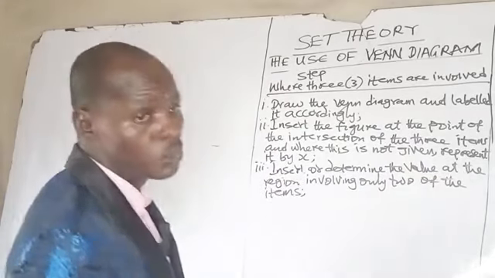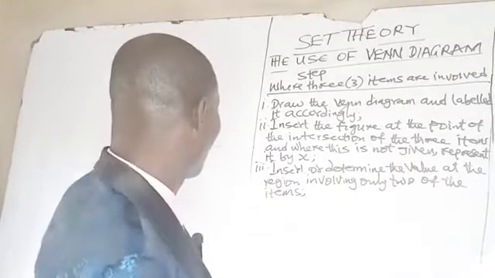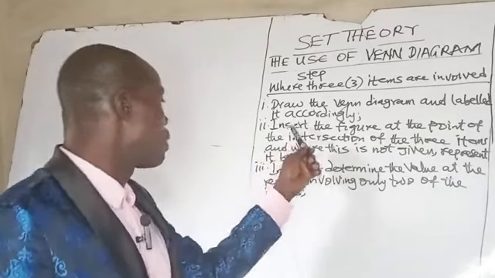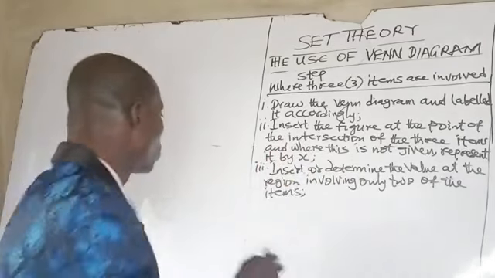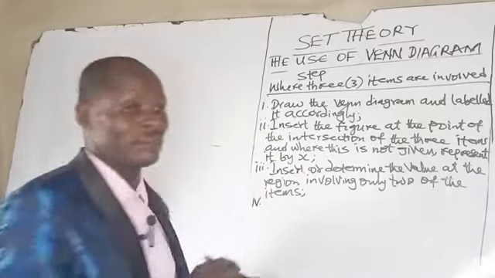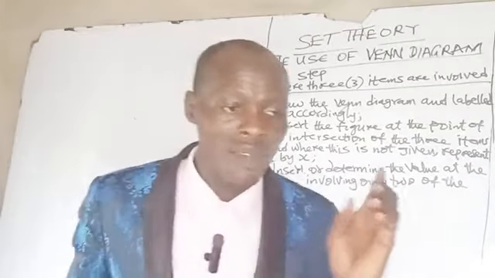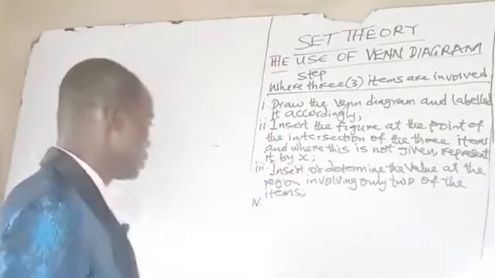Involving only 2 of the items. We started with 3. From 3, we moved down to 2. Now from 2, we want to move down to 1. So insert or determine the value of the region involving only 1 of the items.